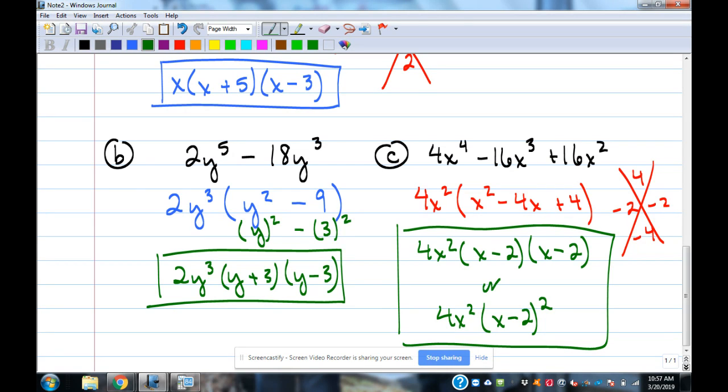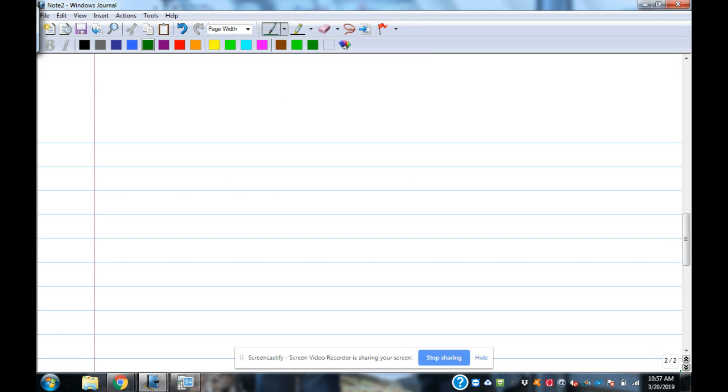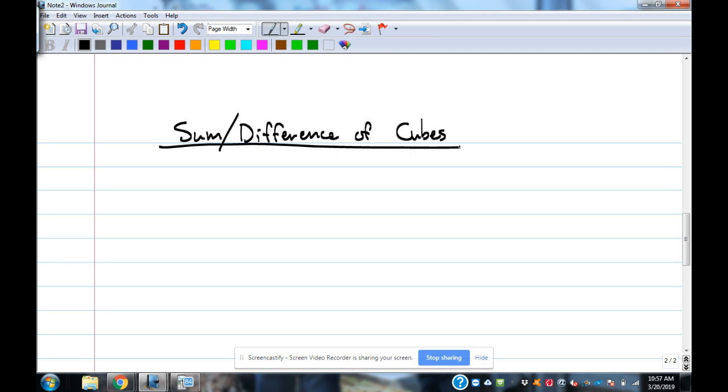So, all right, let's get into that thing that we haven't done. That sum and difference of cubes. Okay, sum, difference of cubes. We'll do the sum first.